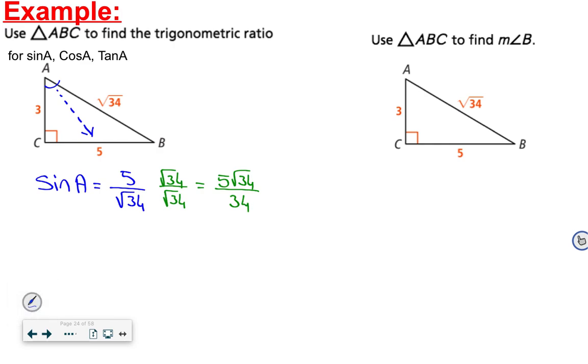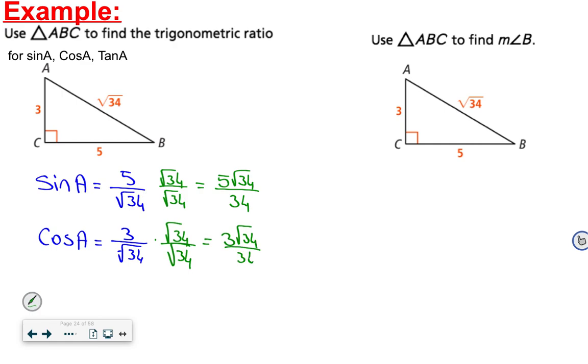What about the cosine A? Remember that, ladies and gentlemen, cosine function is adjacent over hypotenuse, 3 over radical 34. Same thing, we don't leave the denominator with the radical sign. That's why we multiply both numerator and the denominator by radical 34. Then the answer will be 3 radical 34 over 34.